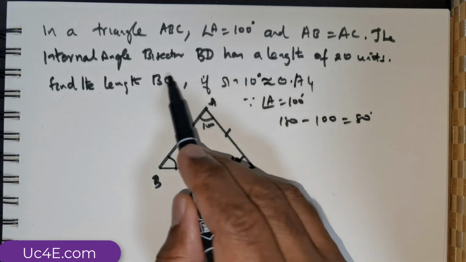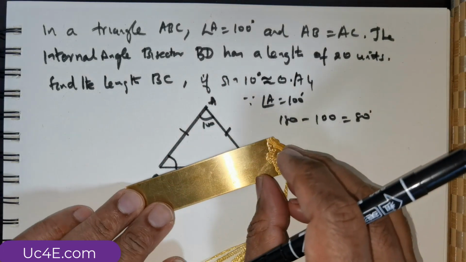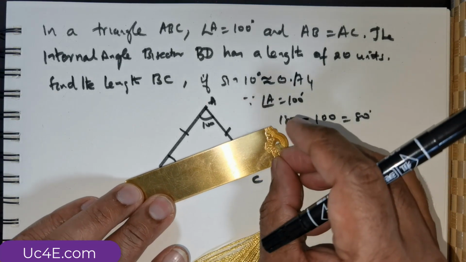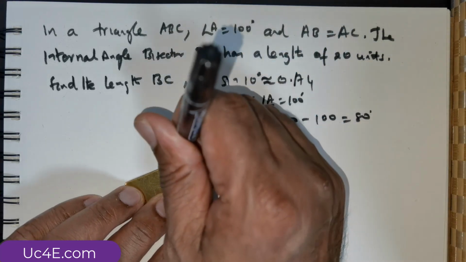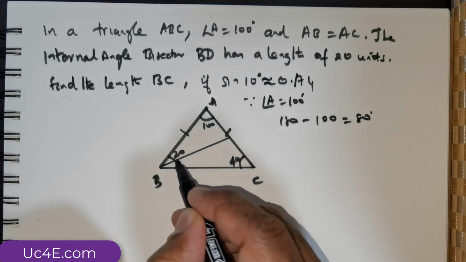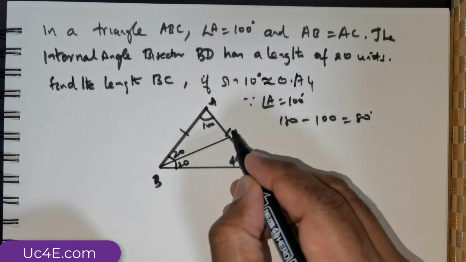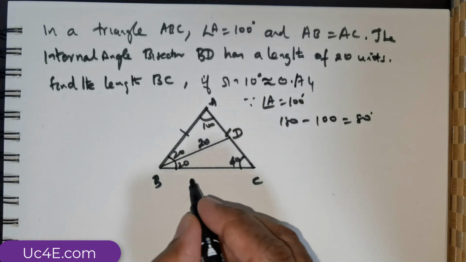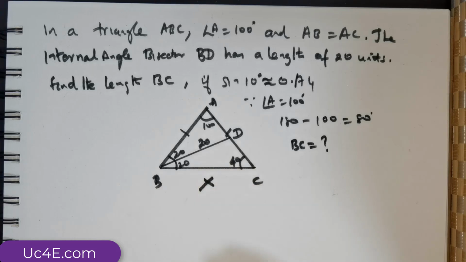Now it says that the internal bisector BD has a length of 20 units. So it's an angle bisector. So let me just mark it in this fashion. So 40 degrees is divided into 20 degrees, and this internal bisector BD has a length of 20 units. Now we are expected to find what is BC. Now let me take BC to be X.